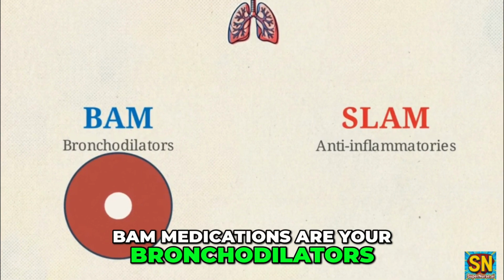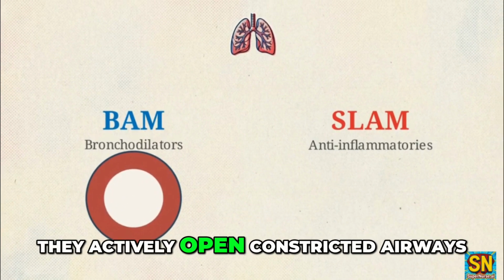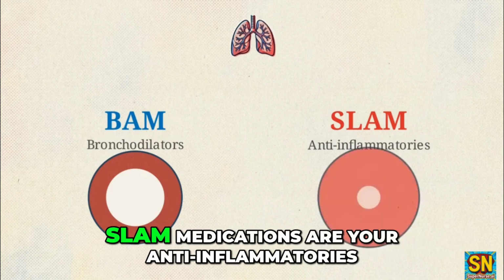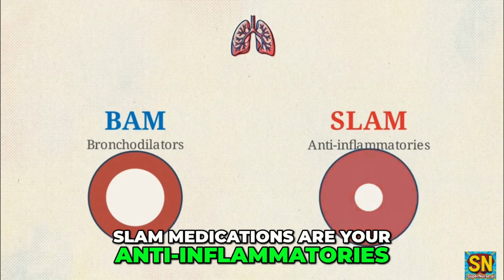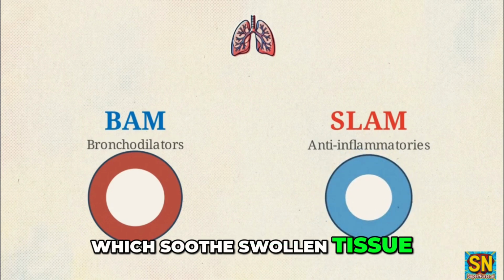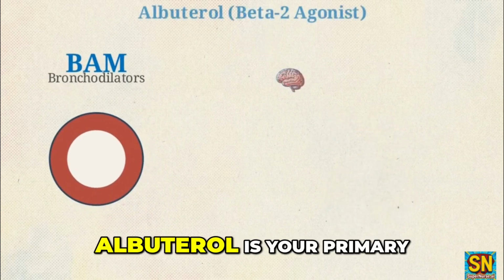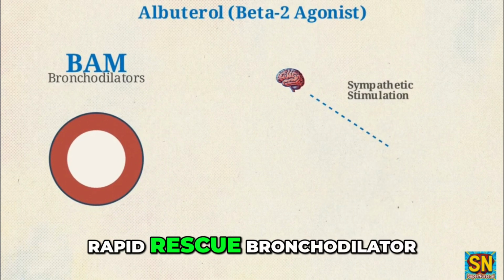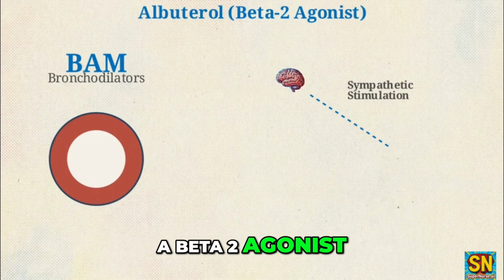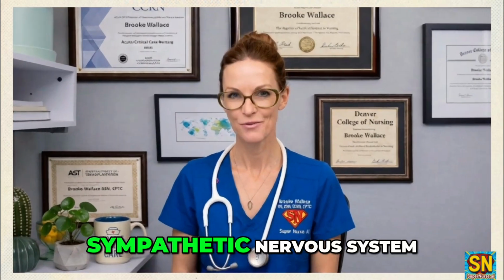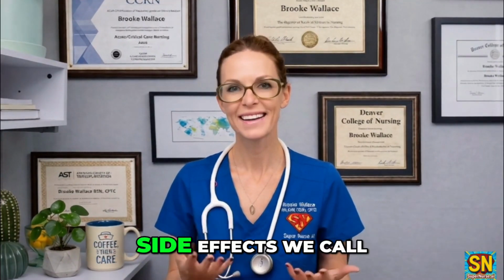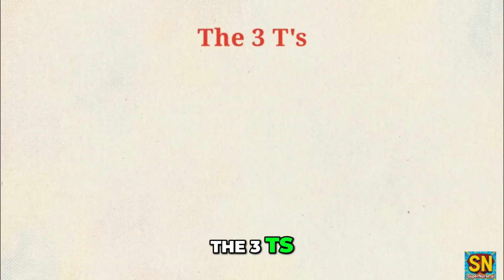BAM medications are your bronchodilators. They actively open constricted airways. SLAM medications are your anti-inflammatories, which soothe swollen tissue. Let's focus on the BAM side. Albuterol is your primary rapid rescue bronchodilator, a beta-2 agonist. Because it stimulates the sympathetic nervous system, it comes with expected side effects we call the 3 Ts.